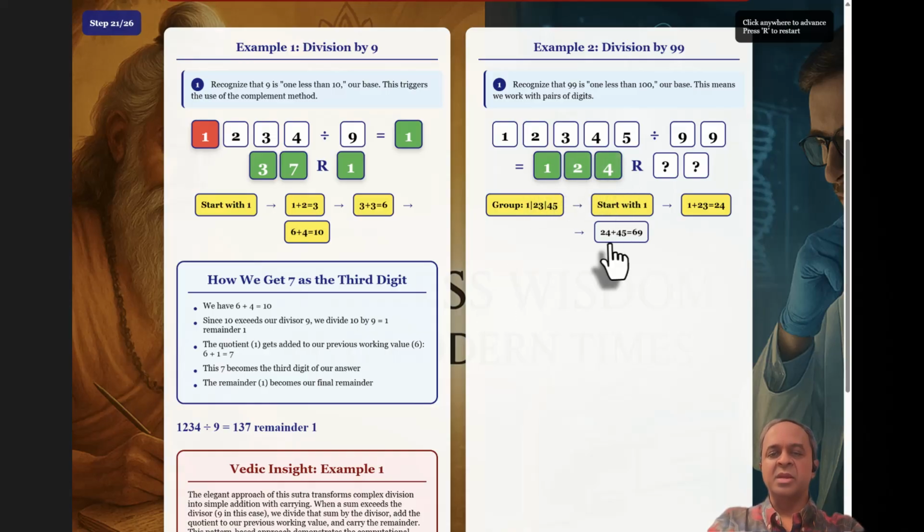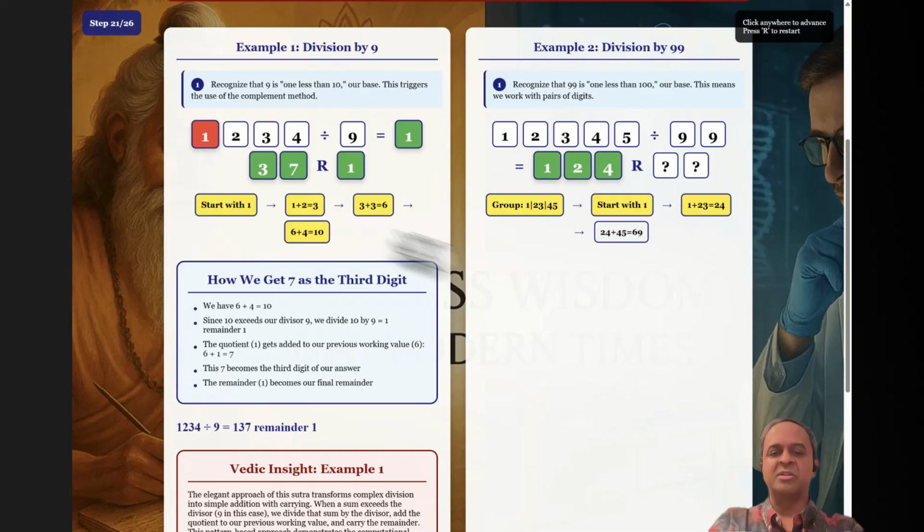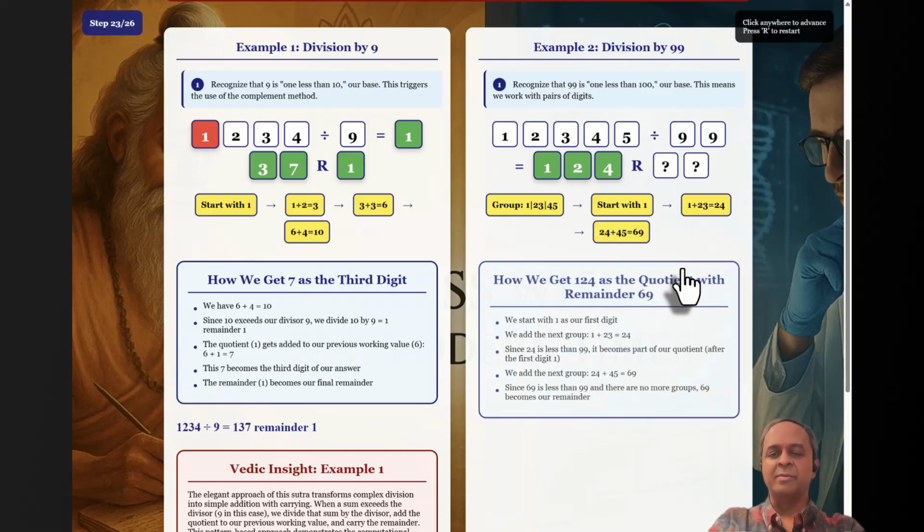In this case, the last 69 is less than your divisor, right? In the previous case, it was 10, it was more, so we divided that, right? In this case, it's less. So guess what it meant? This is even simpler. Straight away, 69, right? 69 becomes the remainder, right?